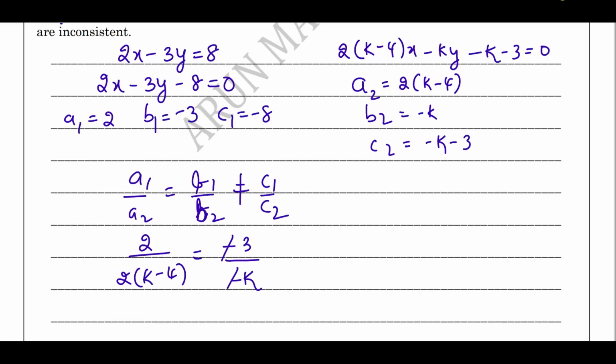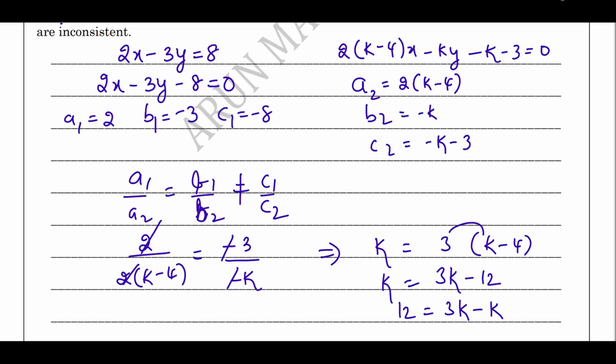Minus and minus will cancel out. 2 and 2 will cancel. Cross multiply. What you get? k into 1 is k, into 3 of k minus 4. k equals 3 into k, 3k minus 3 4s are 12. Shift this minus 12, it becomes 12. 3k minus k. Now what you get? 2k equals 12, k equals 6.